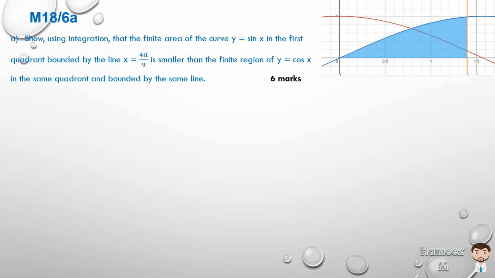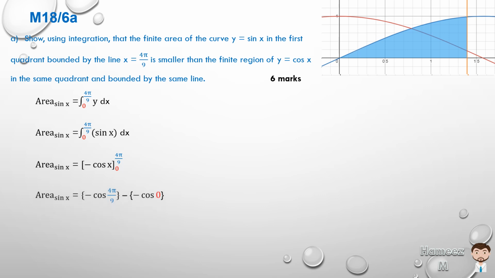So if we consider the area of sine x, that's the first one, which we have in blue there, it is equal to the integral of y with respect to x between the limits 0 and 4 pi on 9. So if we integrate y, which is sine x, then that will give us minus cos x between the limits of 0 and 4 pi on 9, because this is a definite integral. So we can now substitute minus cos 4 pi on 9 minus minus cos 0. And of course, minus cos 0 is plus 1. So 1 minus cos 4 pi on 9 works out to be 0.83 square units. So that's the area in blue.